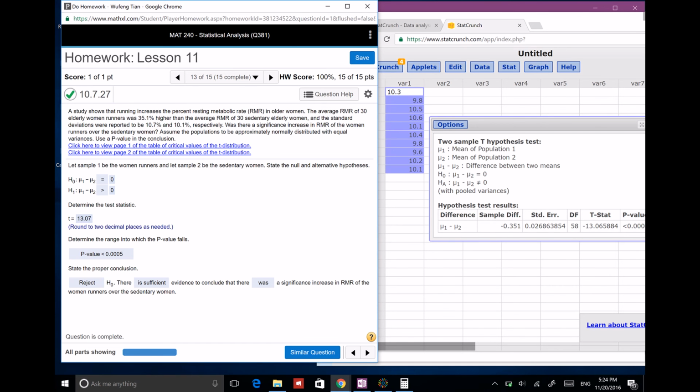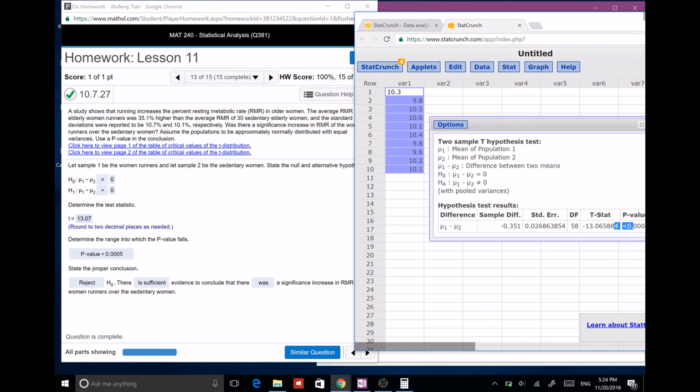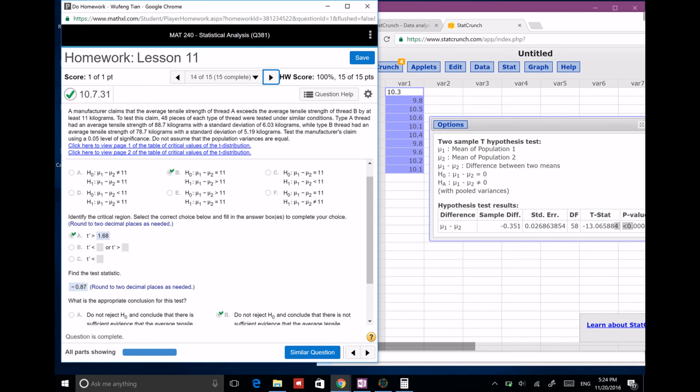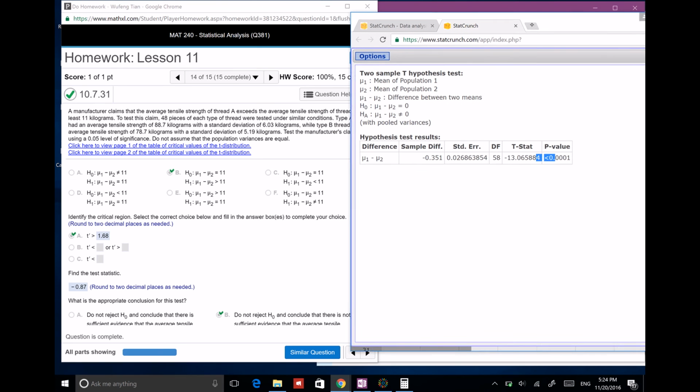So you got the p-value is less than 0.0005, reject because it's too small. That's pretty simple, right?